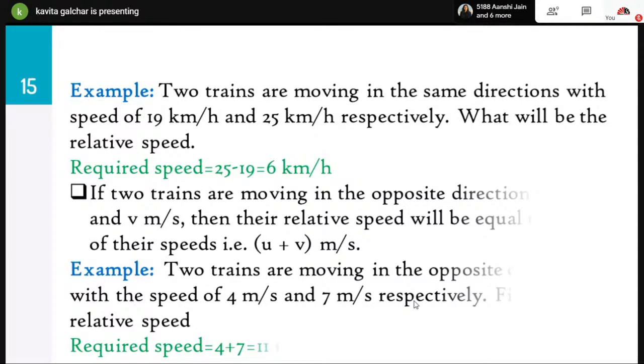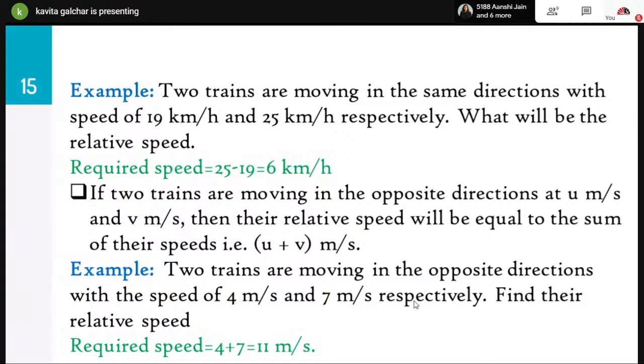The next one, two trains are moving in the opposite direction, one with velocity u meter per second and the other with velocity v meter per second. Then the relative speed will be equal to the sum of their speeds, that is u plus v meter per second. For example, in opposite directions with a speed of 4 meter per second and 7 meter per second, the required relative speed should be the addition of both the speeds, that is 4 plus 7, which is 11 meter per second.